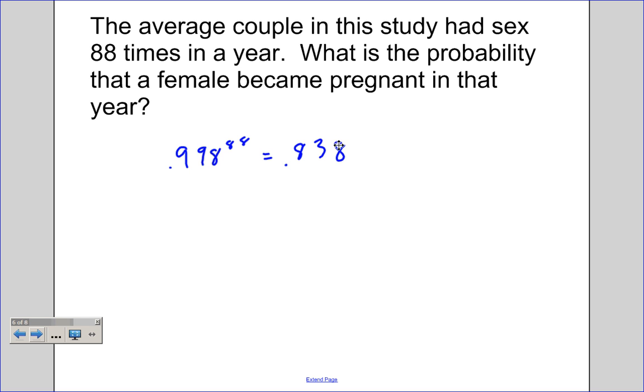So it's a decent percentage of the time nobody gets pregnant, but I take 1, subtract that to find out the probability of getting pregnant. So 1 minus that answer is about 0.16. So the couples in that study had a 16% chance of getting pregnant, even though the effectiveness of condoms was 99.8% for each one. So the more often you use it, the more the probability of one time occurring increases.